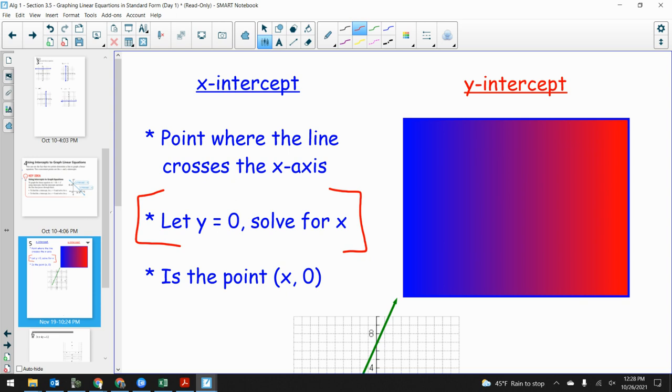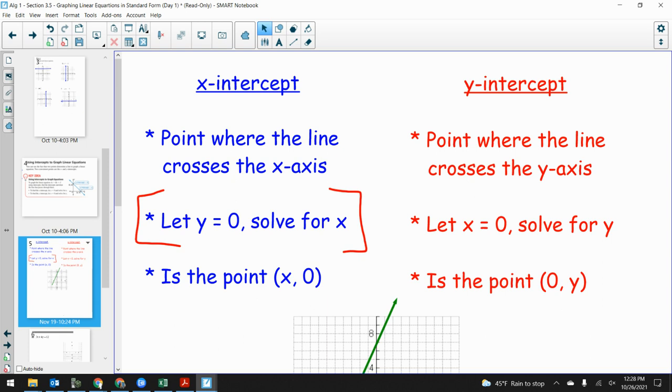Okay, in contrast to that, let's talk about the y-intercept now. The y-intercept is the point where the line crosses the y-axis. The y-intercept has a y value. It's the point where the line crosses.